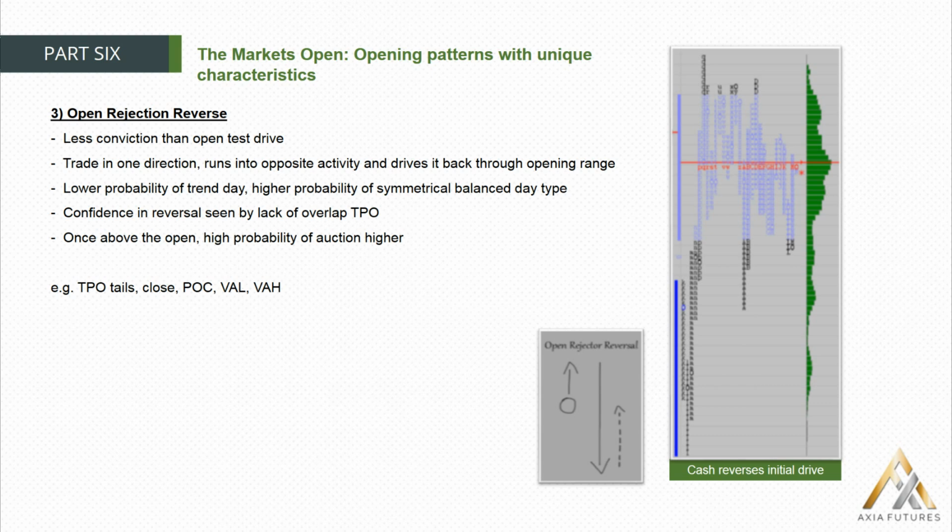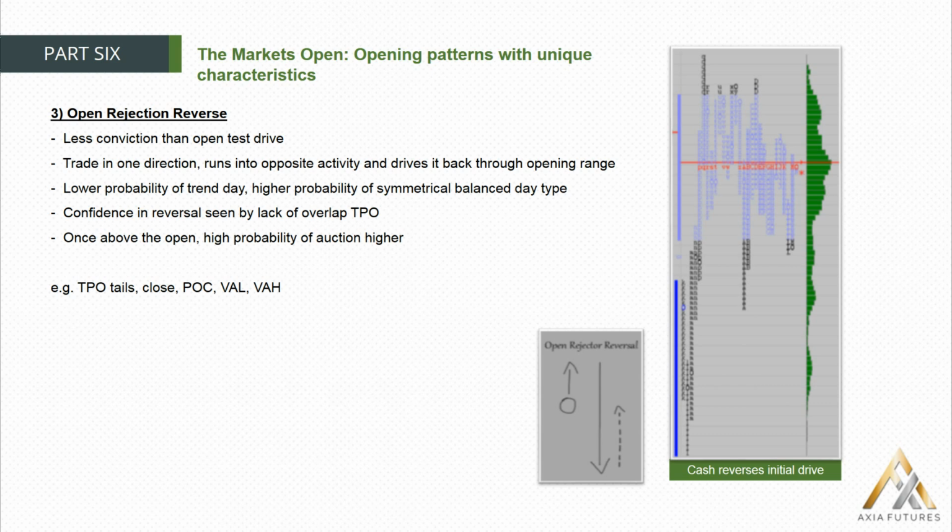It then runs into some, not just responsive buying, but very aggressive initiative buying, and the market very quickly rejects and reverses in the opposite direction. However, for the rest of the day we do begin to balance out, and what we can see here is just a traditional P-shaped profile, which is also known as a short covering type day. Note again, confidence in the reversal is seen by a lack of overlap in the TPO.